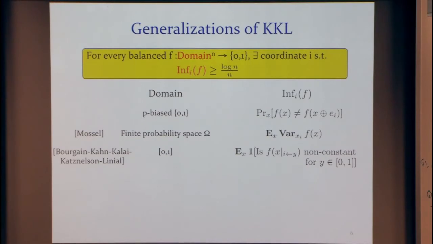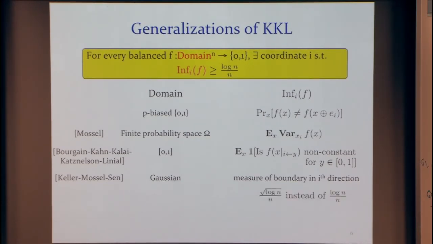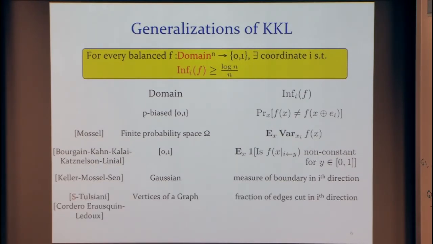There are a couple of other results in the discrete case. Oh, sorry. Let me recall another continuous result. This is a result by Keller, Mossel, and Sen. Now your domain is allowed to be a Gaussian, right? So you sample a real value with the Gaussian distribution, and the right definition of influence in this case is the measure of the boundary in the ith direction. There's a caveat that it's not log n over n, but root log n over n, but it's essentially a similar theorem. Okay, we are interested in the discrete case.